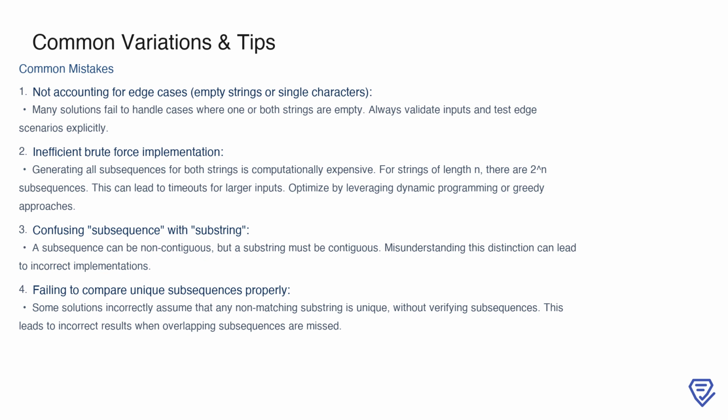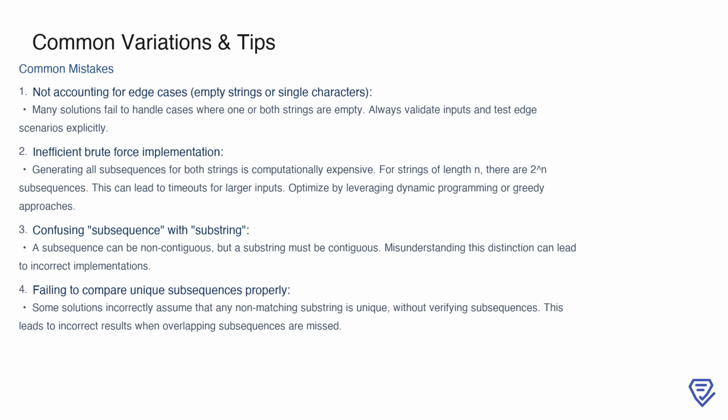When solving the longest uncommon subsequence problem, there are a few common mistakes to be mindful of. First, not accounting for edge cases, such as when one or both strings are empty or consist of a single character, can easily lead to incorrect results. Always validate these scenarios explicitly to ensure robustness. Another pitfall is using an inefficient brute force approach, such as trying to generate all subsequences of the strings. Since the number of subsequences grows exponentially with string length, this is computationally prohibitive for larger inputs. Instead, look for optimized techniques that simplify the problem.